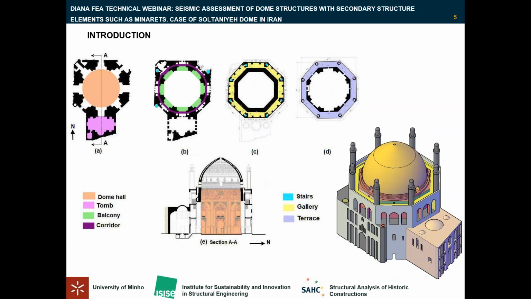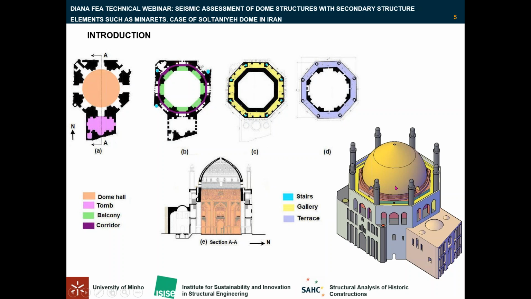The building includes 4 levels, as you can see in this picture. The first and second levels include the dome hall and the tomb, the purple part. The third level includes the gallery and the rooms, which are here or here in the section. And the fourth level includes the terrace, dome, and minarets, which can be seen here.